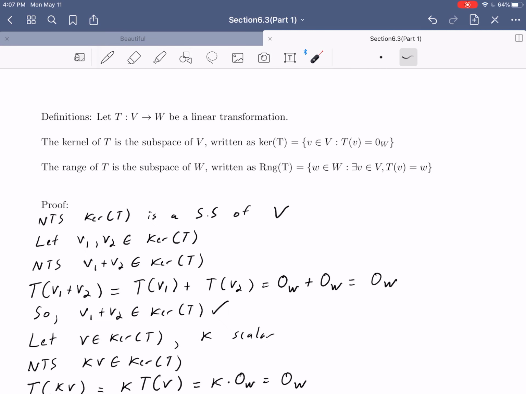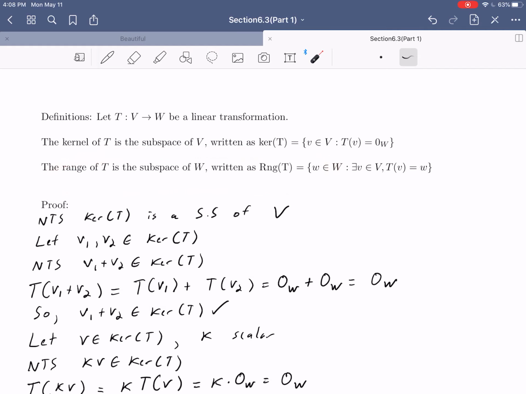In other words, what we've just shown is that this idea, the set of all the vectors that are mapped to 0 under your transformation, is a well-defined subspace of your domain. That should pretty much make sense. If you think about what that's really saying, it's saying if you take two vectors that both are mapped to 0, when you add them, they still get mapped to 0. It's saying if you take a vector that gets mapped to 0 and you multiply it by a scalar, it still gets mapped to 0. That's what it means for the kernel to be a subspace.